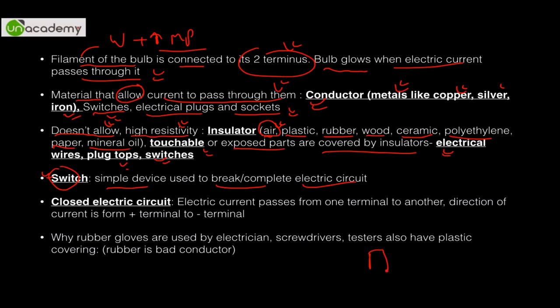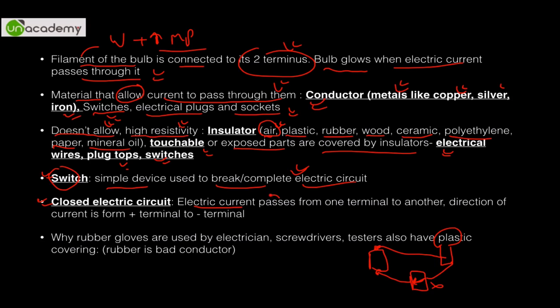Let's say this is a cell and this is a bulb. Okay. So, one wire will be connected from here, one wire will be connected from here. Let's say there is a switch. You put a switch here. Let's say a safety pin. So if you just connect the safety pin, the bulb will glow. If you do not connect, the bulb will not glow. As simple as that. So the simple device which is used to break or complete the electric circuit is called a switch.